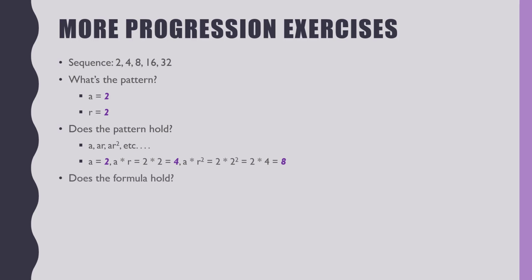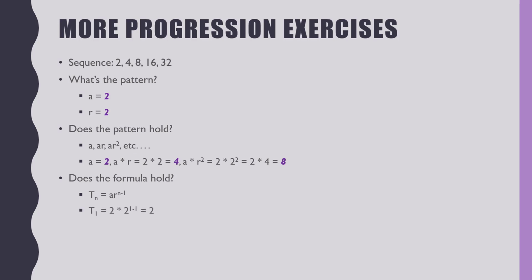Does the formula hold? What's the formula? Right there. Does that hold? And again, as we pointed out a second ago, due to the fact that the ratio is the same as the first number, we could get away with doing a to the n in this particular case, but we want to stick with the general formula that works for all geometric progressions. And does it hold? Yep, just plug in a couple there.